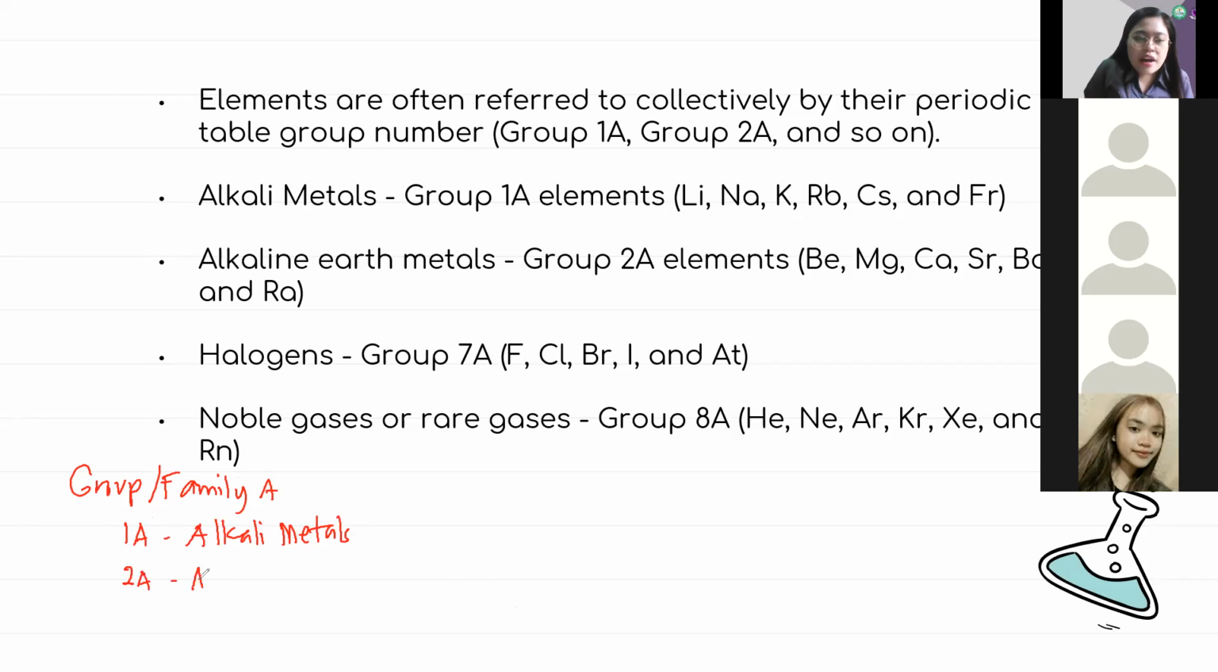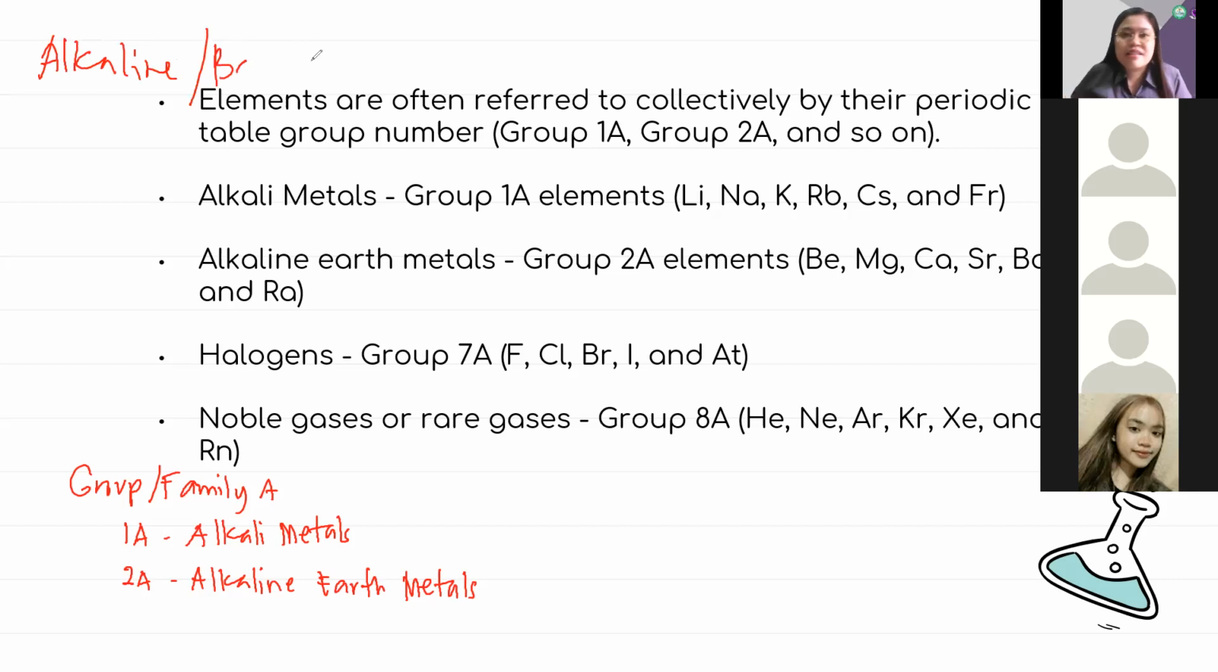The group 2A are called the alkaline earth metals. So, from beryllium to radium, metals pa rin sila. They're called alkali or alkaline because when they react with water, class, they form or they produce alkaline or basic na substance. So, dili acidic ha, basic na substance when they react with water. So that is why they are called either alkaline metals or alkaline earth metals.